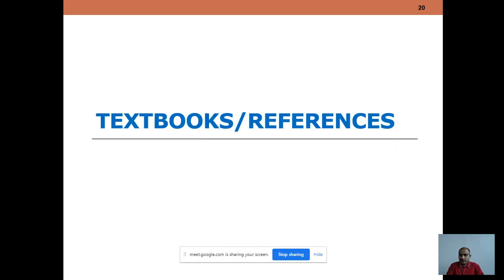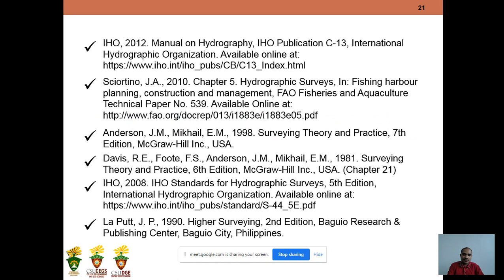Right, so much for the laboratory exercises and lectures. Let's go to the references of this material that I will be discussing. So we have here a textbook and references. We have the Manual on Hydrography, or the IHO publication Chapter 13 or C13, International Hydrographic Organization. This is available on this website, or you can also type in Manual on Hydrography.